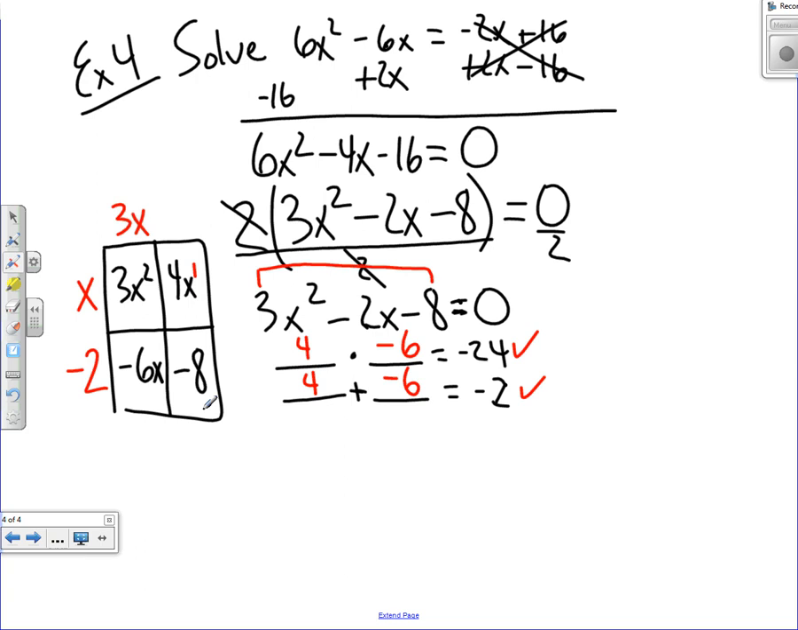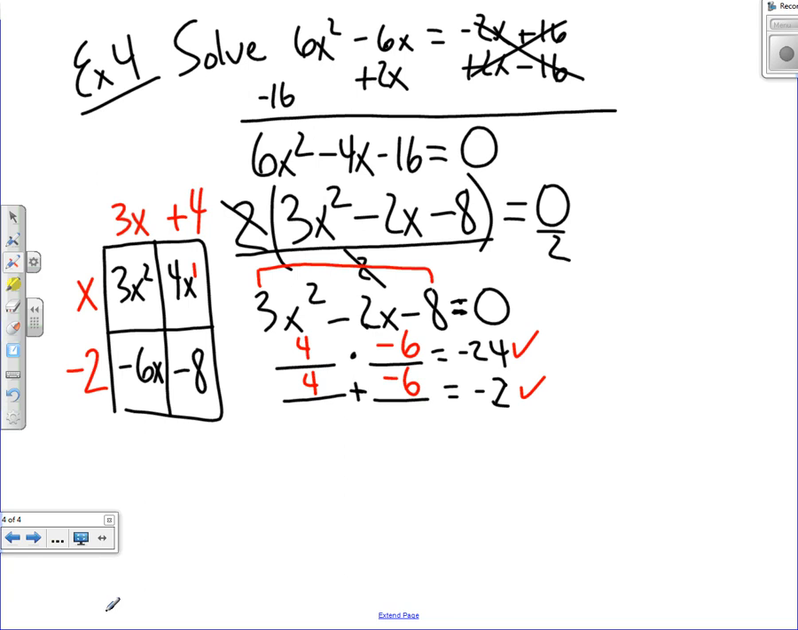The last column, the biggest number that goes into 4 and 8, I'm going to ignore the negative, is 4, and the sign closest to us carries. This is a +4, so the positive is going to carry, and the GCF of 4 and 8 is 4. And there you have it. We've got our factors, 3x plus 4, x minus 2.